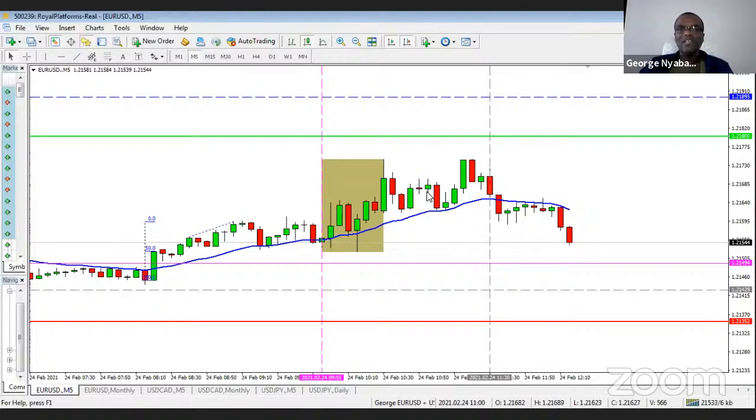So far, only five things. We have the open of the day, the high of yesterday, the low of yesterday, and the open of the session. The purple solid horizontal line is the open of the day, and the dotted purple vertical line shows the open of the session. And you'd have this for any session.